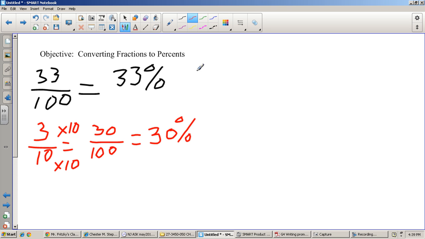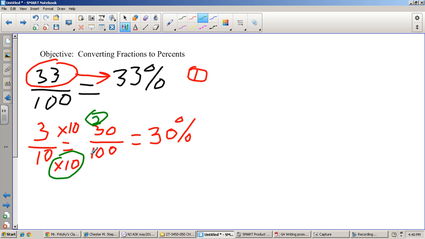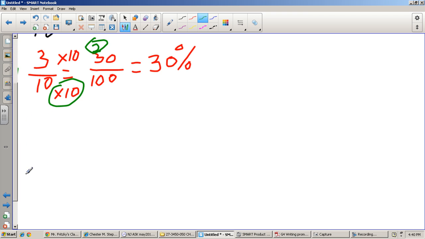So far our steps are: Step 1, if my denominator is already 100, I can just take the numerator and turn it into a percent. Step 2, if my denominator is not 100, can I turn it into 100 by multiplying or dividing? If I can, then I find out what number I need to multiply or divide by. In this case, it was 10 times 10 equals 100, and then I have it. That's step 2.